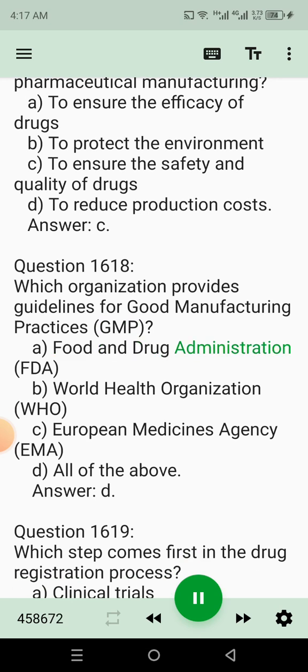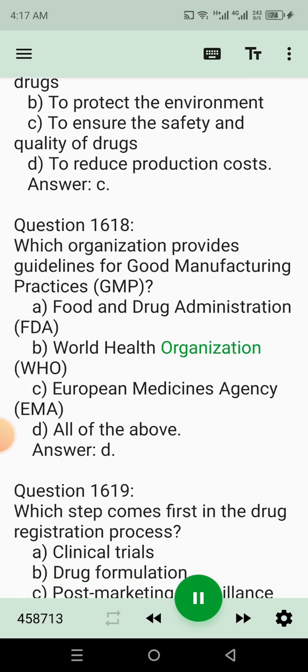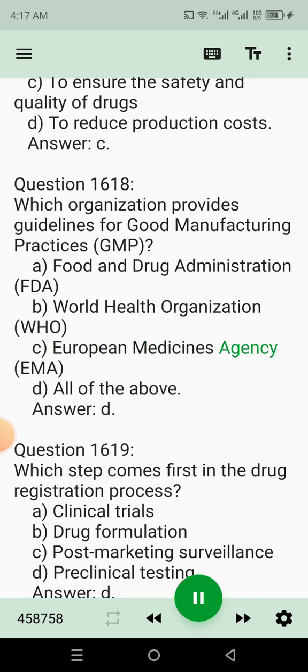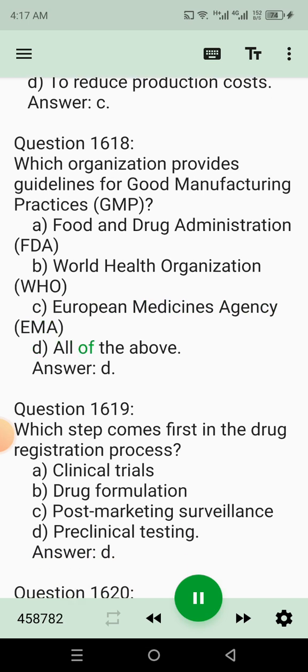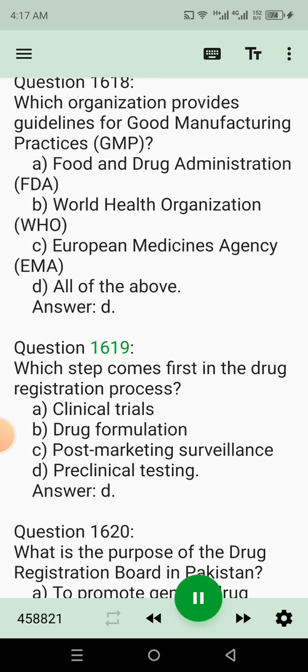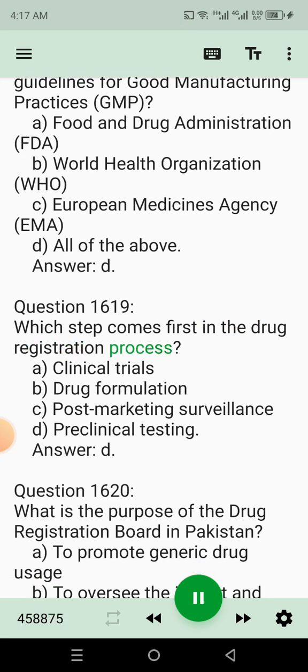Question 1618. Which organization provides guidelines for good manufacturing practices (GMP)? A. Food and Drug Administration (FDA). B. World Health Organization (WHO). C. European Medicines Agency (EMA). D. All of the above. Answer: D.